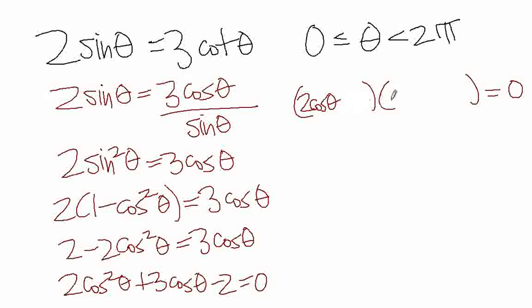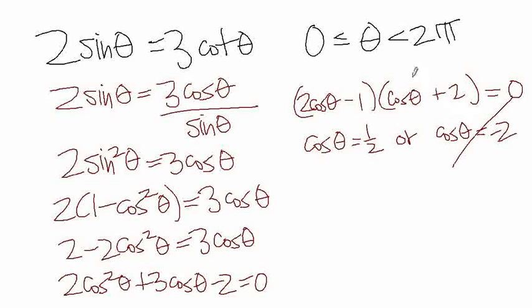So let's see, 2 cosine theta there, cosine theta there, and now we have to get a minus 2. How about a plus 2 here? And let's put a minus 1 in the first binomial. All right, 2 cosine squared minus, yep, that checks out. All right, so the cosine of theta is equal to 1/2, or cosine of theta is equal to minus 2, but minus 2 is not in the range of the cosine function, so we'll discard that. So we have to find angle measures such that the cosine of theta is equal to 1/2. So that will include pi over 3 and 5 pi over 3.